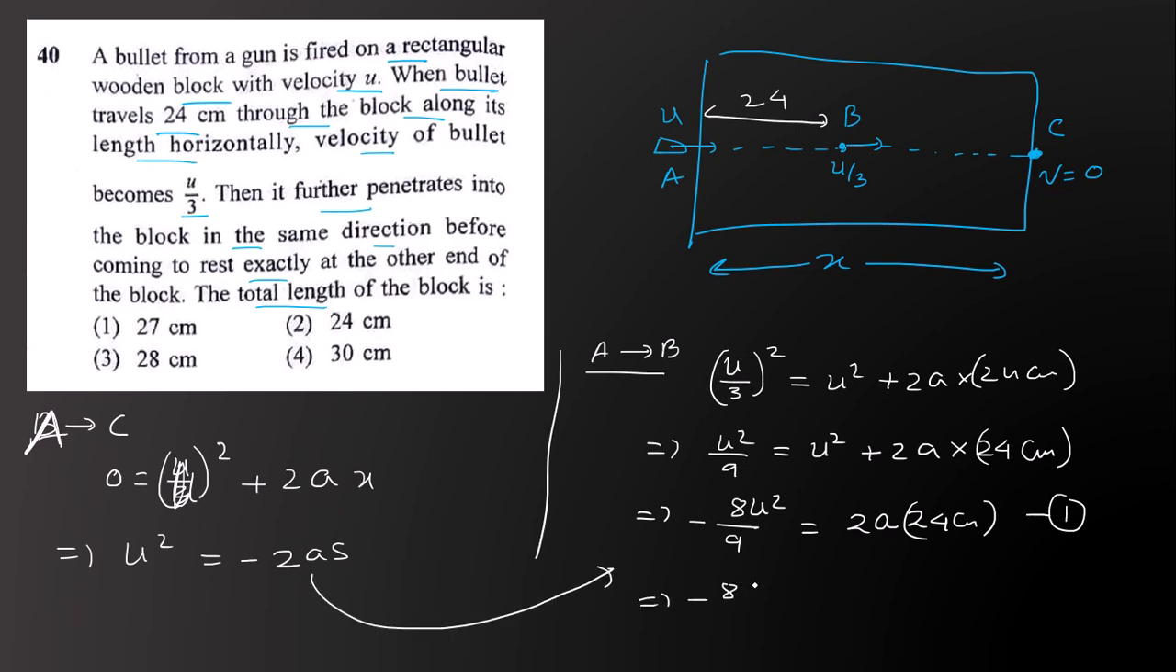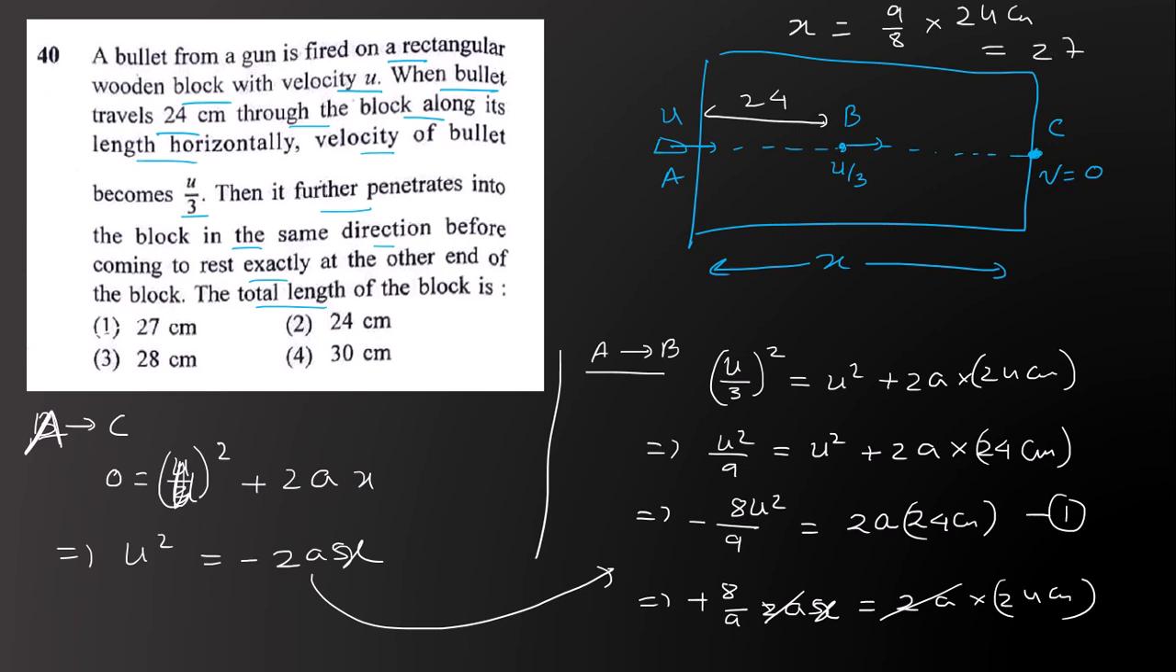So minus 8 by 9 multiplied by, this is 2as, this will become plus, this will be 2a multiplied by 24 centimeter. This 2a will be cancelled. This distance is, let's say, x. And if we solve a little bit, let's say here I'm solving, x equals 9 by 8 multiplied by 24 centimeter. So this will be equal to 27 centimeter. So the answer is option 1.